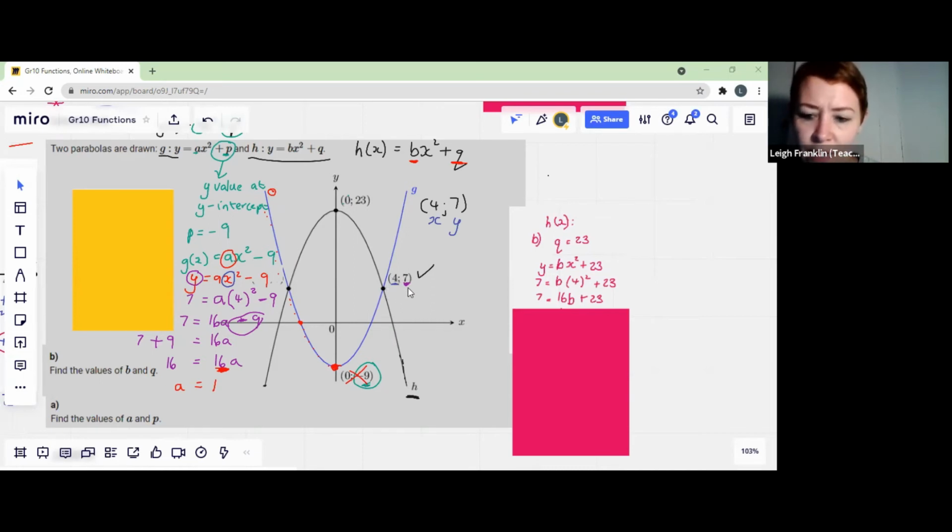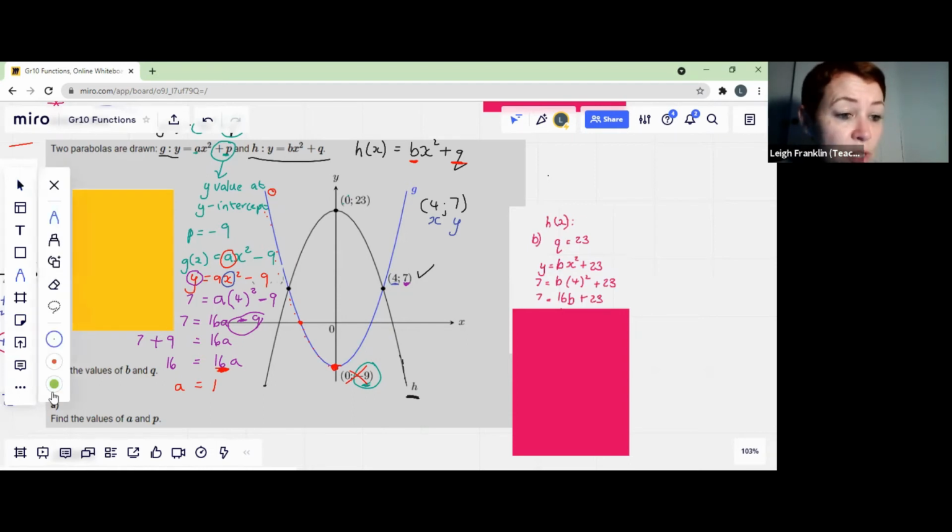So 4 and 7, grade 10s, is a point on the black and the blue line. We can use it for both. This point over here is on the black line and it's on the blue line. If you substituted the 23 in place of the Q, that was correct. Then you were supposed to put the 4 in place of the X and 7 in place of the Y, and then work out what the value of B was.